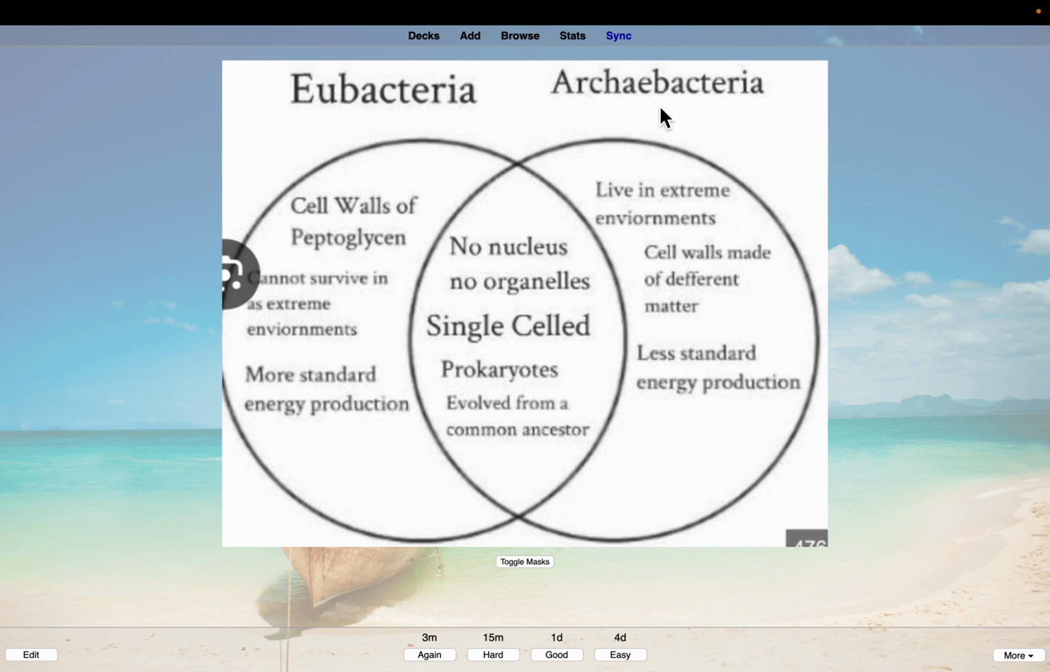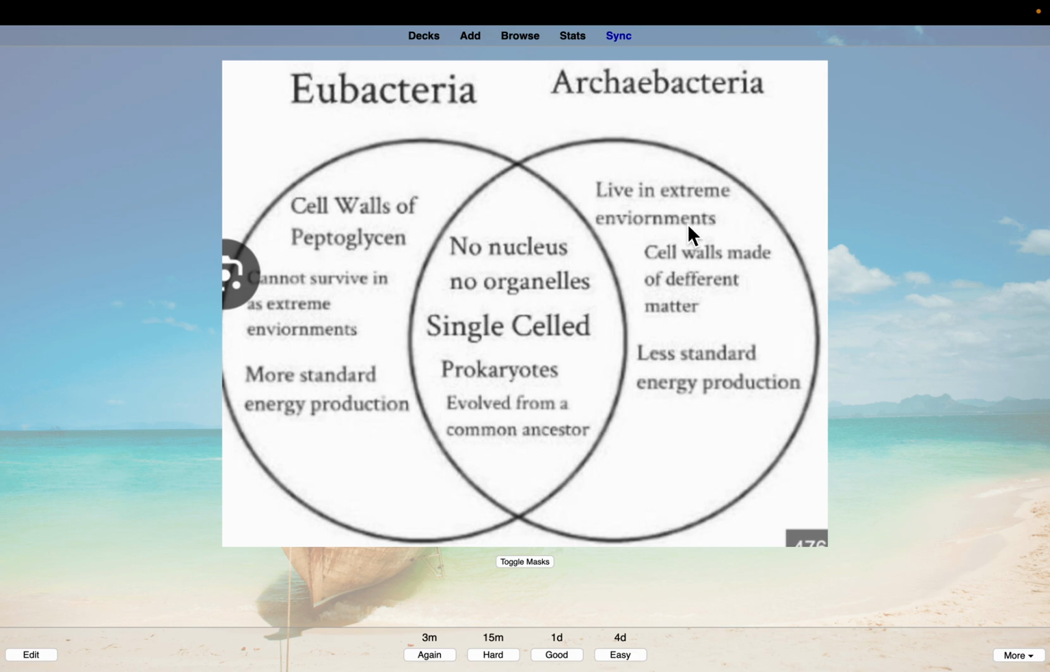So knowing that for archaebacteria, cell walls are made of different matter, for eubacteria the same components are composed of peptoglycan. I'm not sure if this term is synonymous with peptidoglycan, but just to be safe, note this term. At the same time, eubacteria cannot survive in extreme environments, so it's the opposite for archaebacteria.